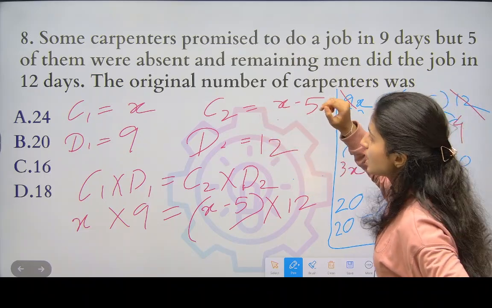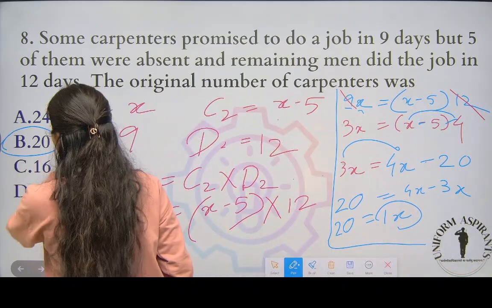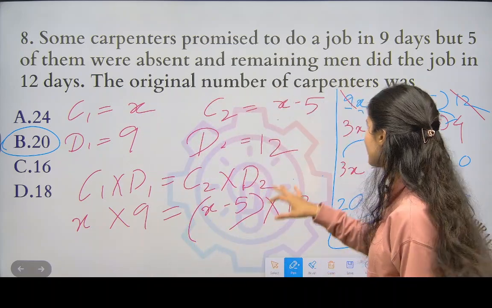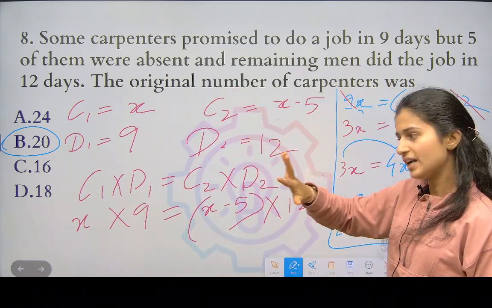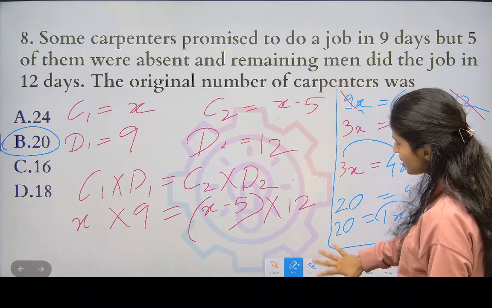So how many workers are there? 20 workers. Very easy question. Okay, just understand the concept. If nothing is given, assume it and do it. More such sums we will do.